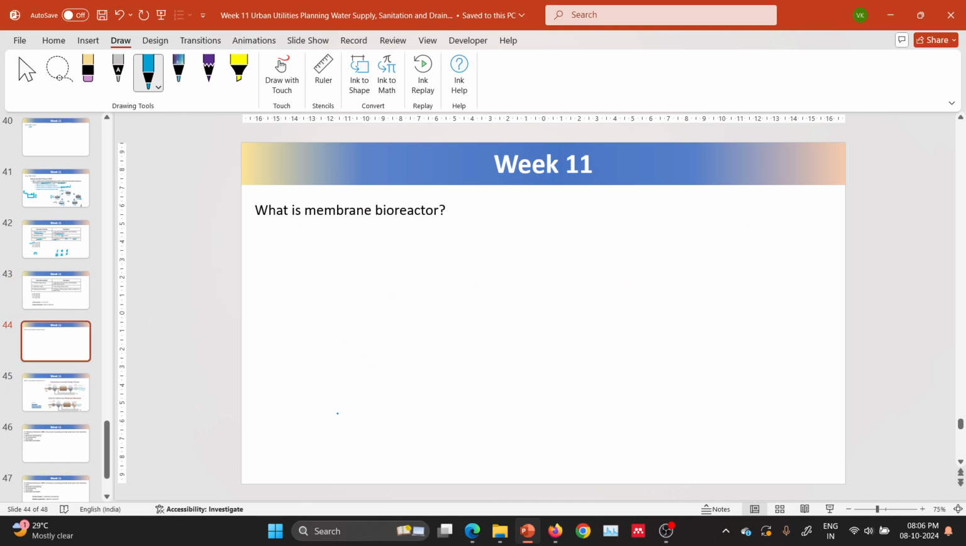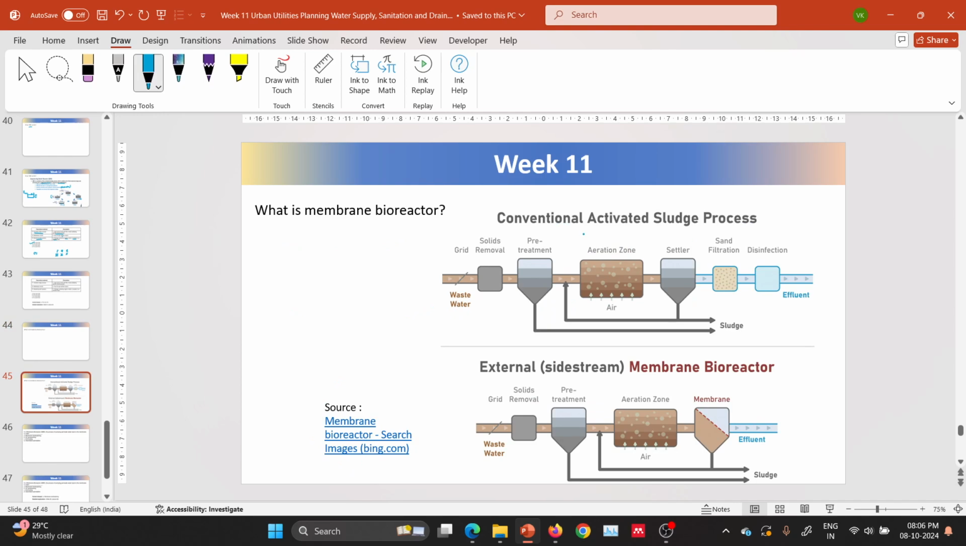What is membrane bioreactor? So it is kind of similar to conventional activated sludge process. Let's see what is the change. So we have conventional activated sludge process here. Here we can see after this secondary sedimentation tank, which we call SST, some part of sludge is wasted and some part of sludge is recirculated back. And the thing is that all the biomass may not be settled in this secondary sedimentation tank.